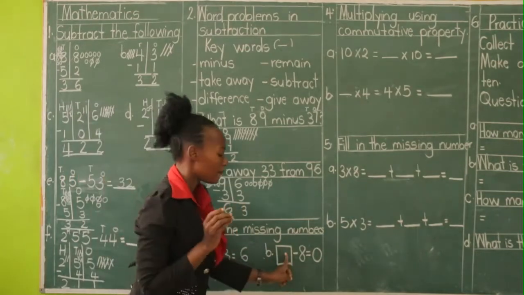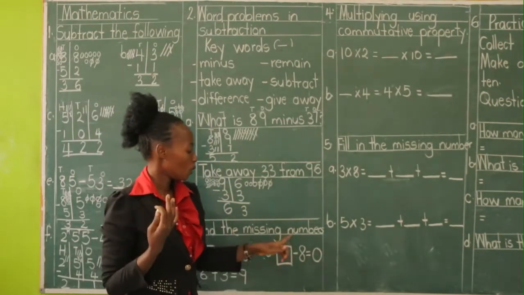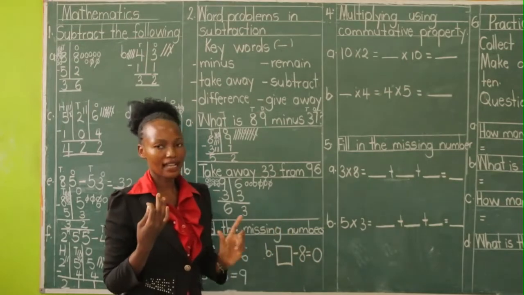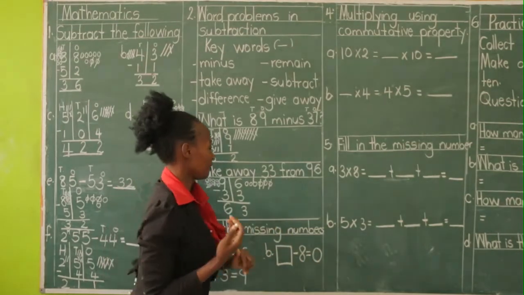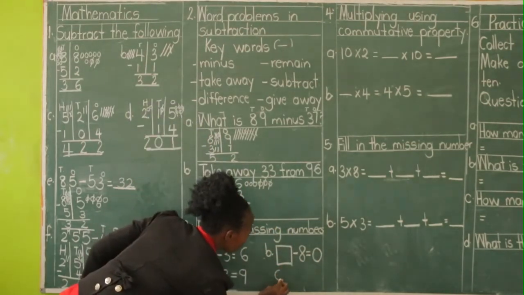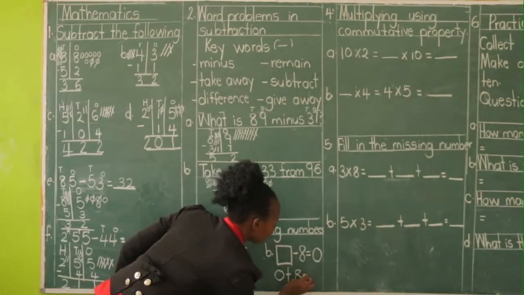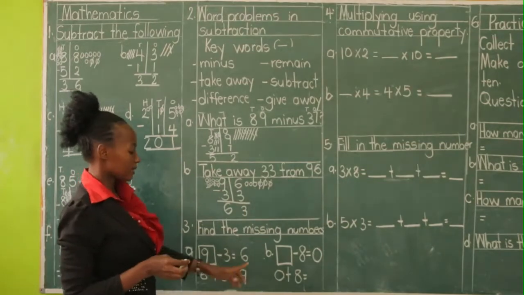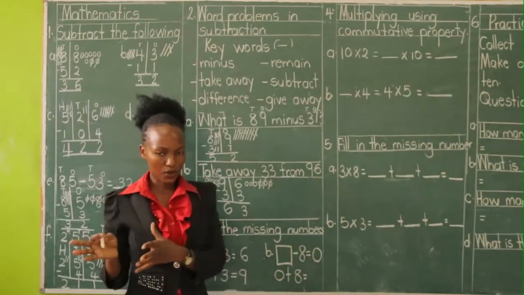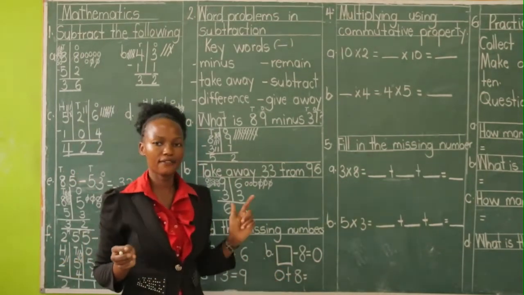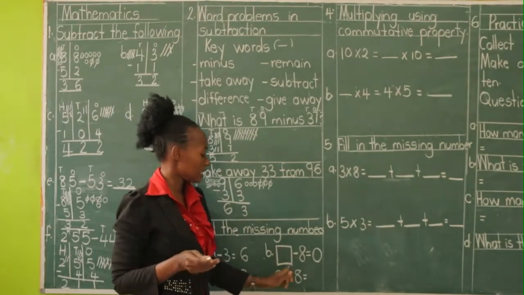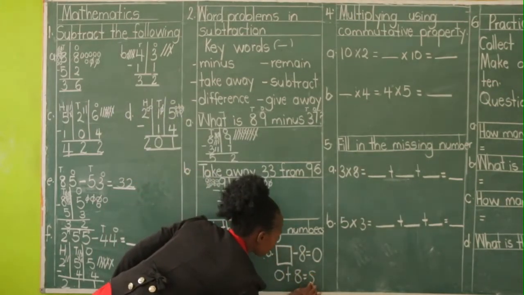We have a box, the number which we don't know. We take away 8, the answer will be 0. Then let's get this 0 plus this 8, and you see which number we are going to get. Any number you add to 0, you get that very number. 0 plus 8, we shall get 8.